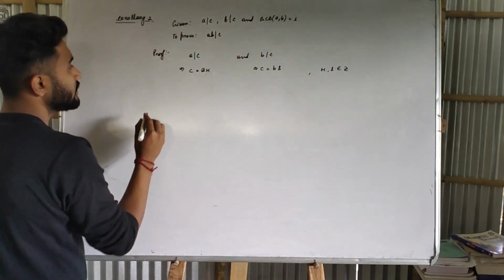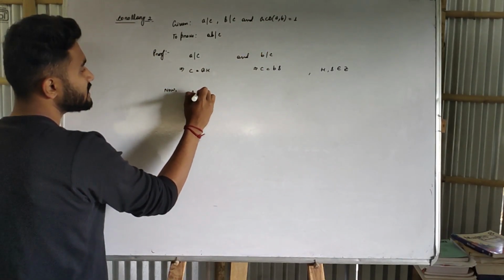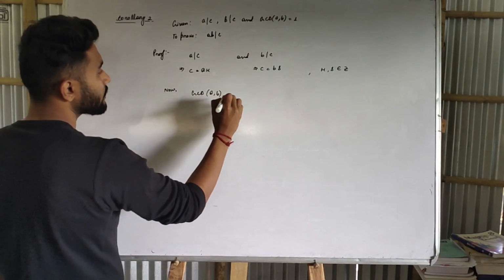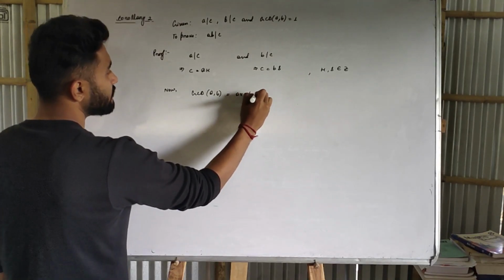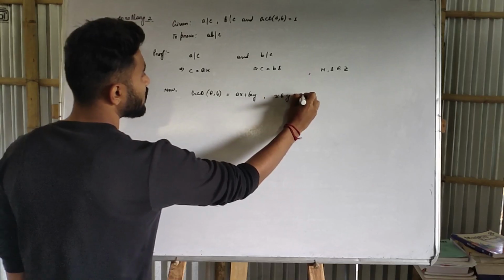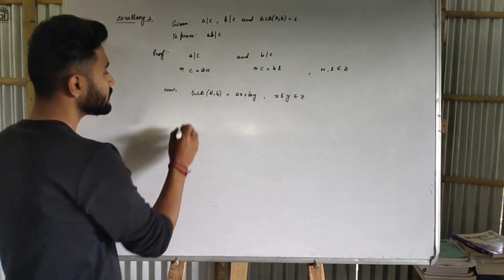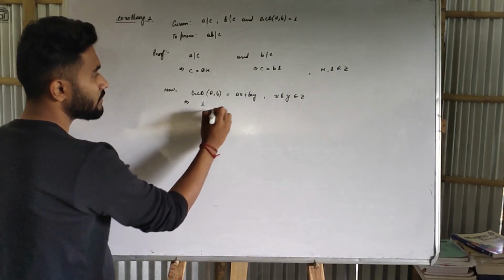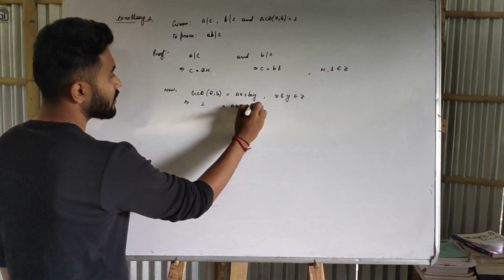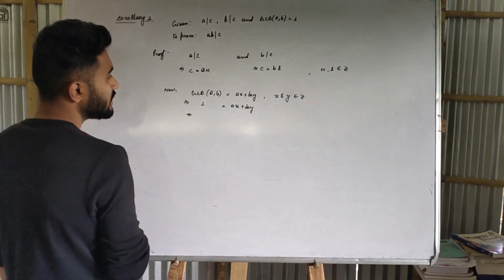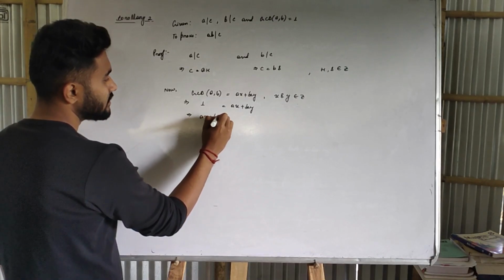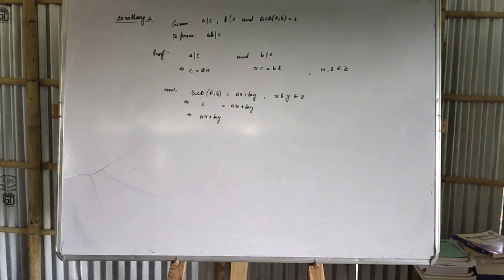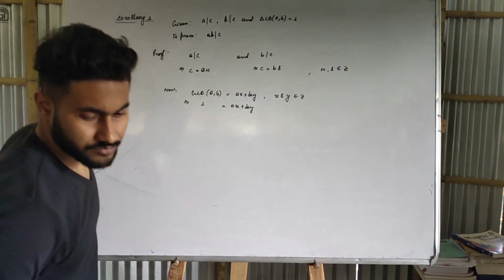Now, GCD of A comma B is equal to AX plus BY, where X and Y belong to integers. Again, theorem 4. GCD of AB is given as 1, so we will use GCD of AB to be 1, which implies 1 is equal to AX plus BY. Done. Let it be 1 is equal to AX plus BY.